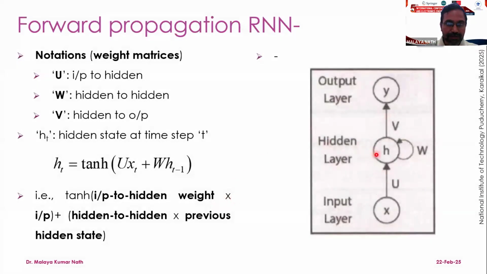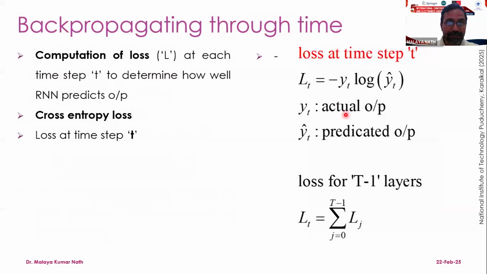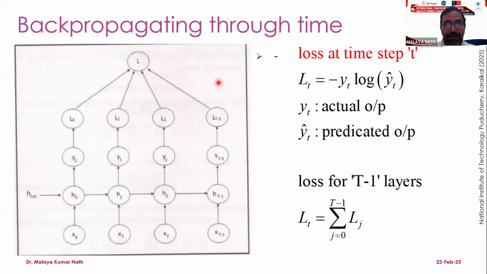Here we have discussed that there are 3 weights present. One is called U, which lies between the input layer and the hidden layer, that is nothing but the weights from the input to the hidden. Then W, hidden to hidden, and V, which represents the weight associated with the hidden to the output layer. This information we already discussed yesterday, and we have seen how the backpropagation through time is possible in case of this recurrent neural network, and we are able to get the output.